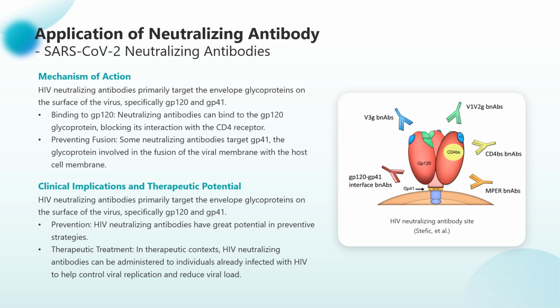HIV neutralizing antibodies have great potential in preventive strategies. Research has shown that these antibodies can be used prophylactically to prevent HIV from establishing infection in the body. This approach could be particularly beneficial in high-risk populations and is a key focus in the development of an effective HIV vaccine. And in therapeutic contexts, HIV-neutralizing antibodies can be administered to individuals already infected with HIV to help control viral replication and reduce viral load. This can potentially delay the progression of AIDS and improve the quality of life for patients.